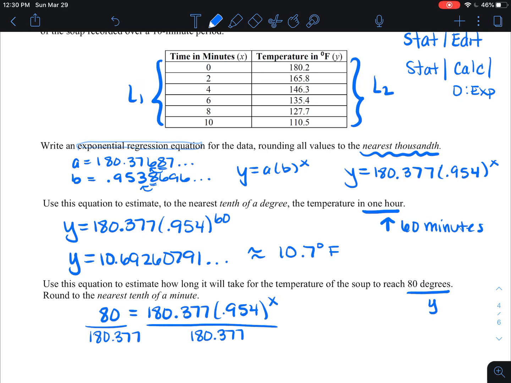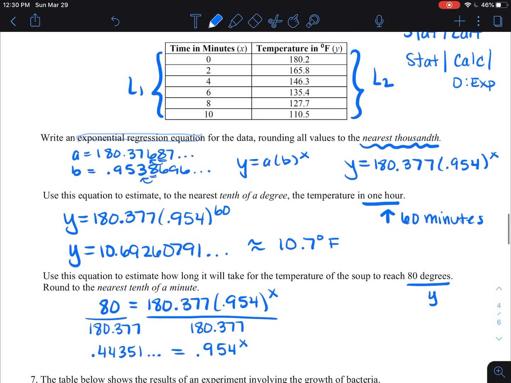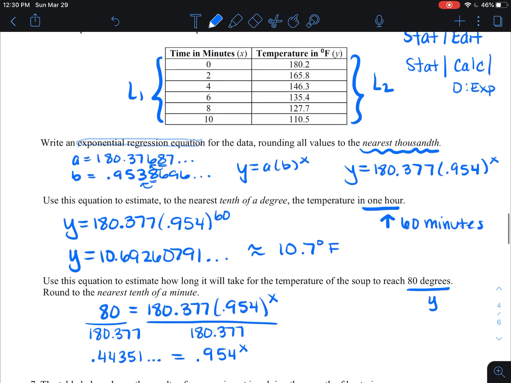So if you did 80 divided by 180, 0.377, you get 0.44351. I'm just going to approximate that for now. Leave the full number in my calculator, but I'm not going to write the whole thing out for now. Again, do not round until the end. Now we have a base raised to an unknown set equal to a value. So let's use logs. So if you circle the base, run the race, go around the equal sign and back.